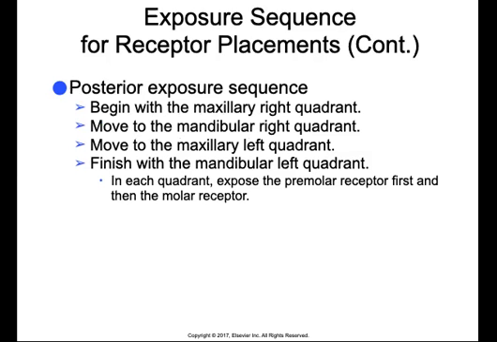After anterior exposures, the posterior teeth, which include the premolars and molars, are exposed. In each quadrant, always expose the premolar receptor first and then the molar receptor. The reason for this is the premolar placements are easier for the patients to tolerate, and premolar exposures are less likely to make your patient gag.